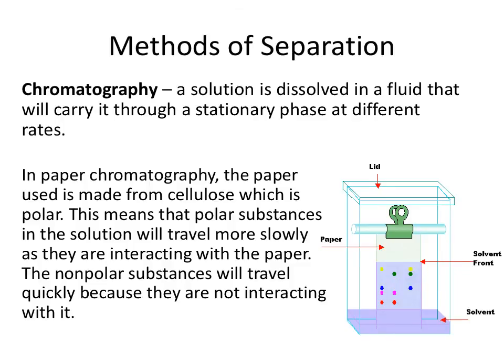And the last one that we're going to talk about here is chromatography. It's when a solution is dissolved in a fluid that will carry it through a stationary phase at different rates. So in paper chromatography, which is the lab we're going to be doing pretty soon, the paper used is made from cellulose, which is polar. This means that polar substances in the solution will travel more slowly as they're interacting with the paper, and the nonpolar substances will travel quickly because they're not interacting with it.